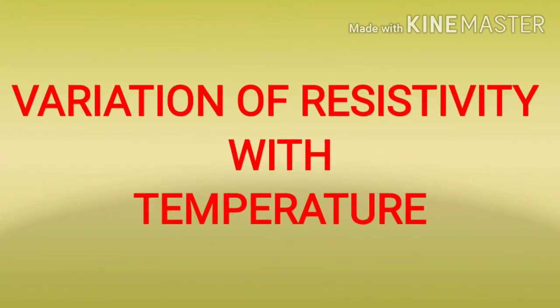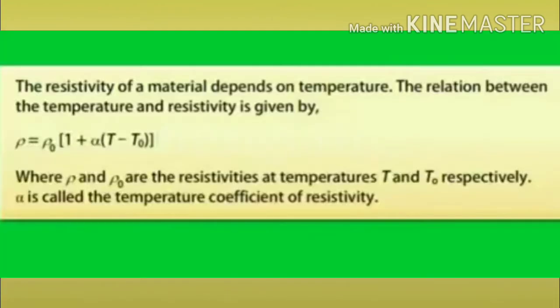Today we are going to study variation of resistivity with temperature. The resistivity of a material depends on temperature. The relation between temperature and resistivity is given by rho equals rho 0 into (1 plus alpha (T minus T0)), where rho and rho 0 are resistivities at temperatures T and T0, and alpha is the temperature coefficient of resistivity.